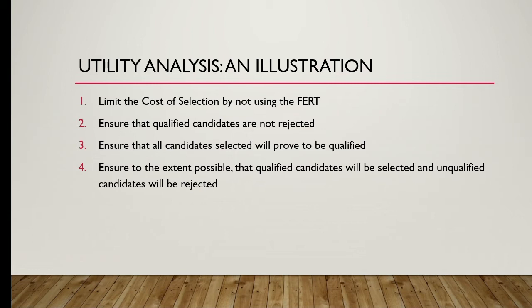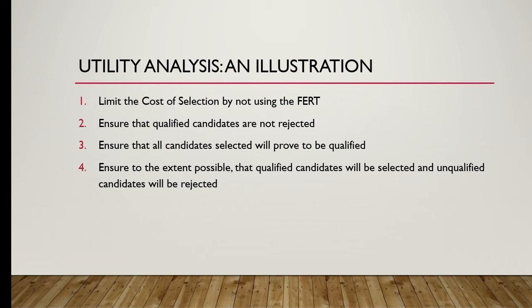Third, ensure that all candidates selected will prove to be qualified. To accomplish this goal, set a FERT cut score that ensures that everyone who makes the cut on the FERT is rated as qualified at the end of the probationary period. No one who makes the cut is rated as unqualified. Set a cut score that yields the lowest false positive rate. The emphasis in such a scenario is on selecting only the best applicants, that is, those who will definitely be deemed qualified at the end of the probationary period.